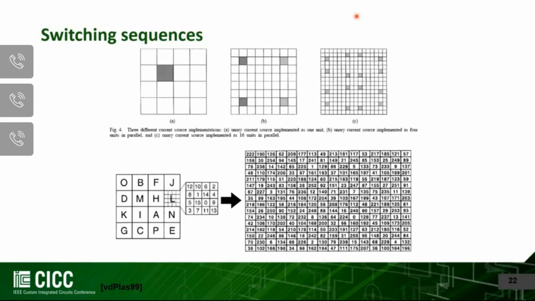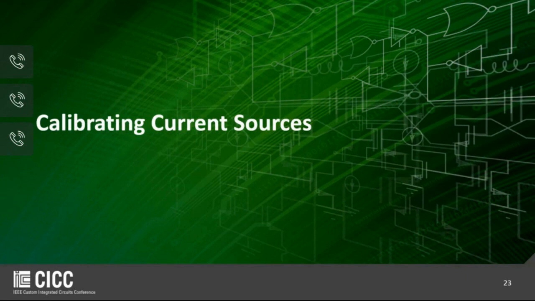Another option is to calibrate the mismatches, namely to find a way to measure the errors and to correct them so each unit is identical to a single reference. This will work regardless of the source of mismatch, whether it is a random lithographic limitation or a manufacturing gradient or even a systematic layout error. Let's then talk about calibrating current sources so they all match to a common reference current.